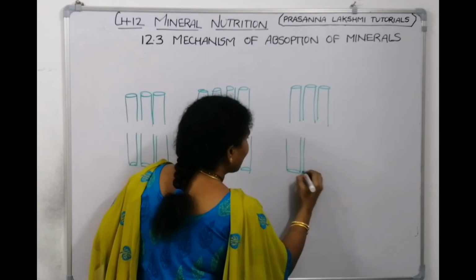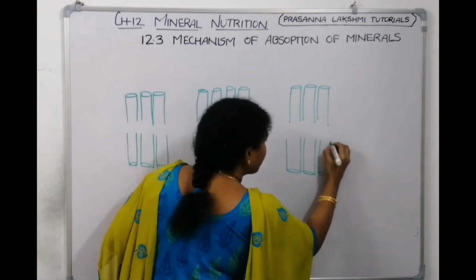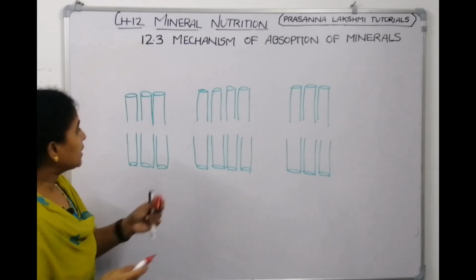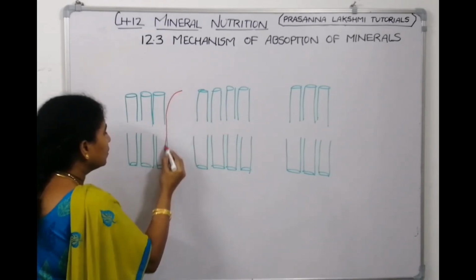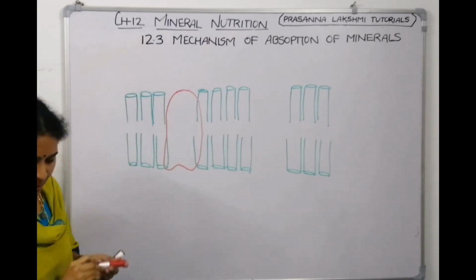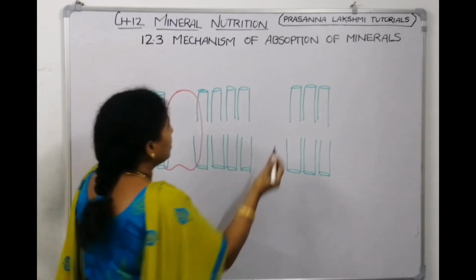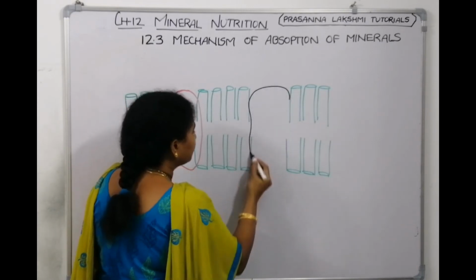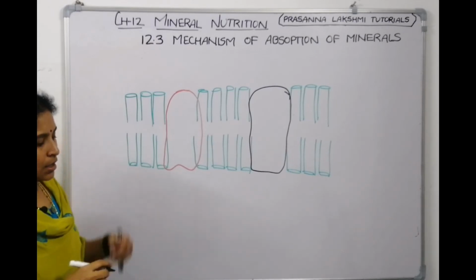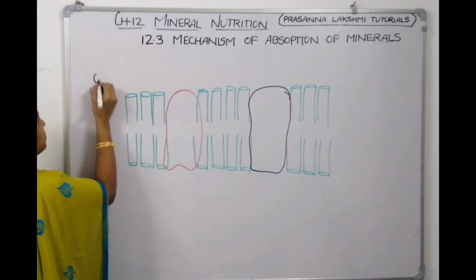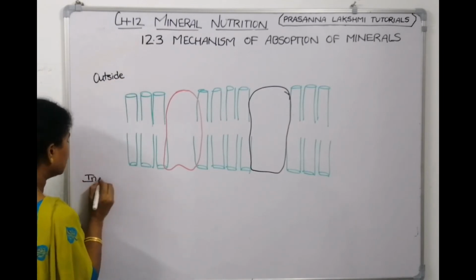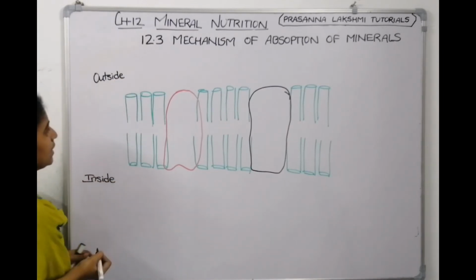And the spaces which I have left, I'm going to fill with some special proteins. For example, we'll take a protein here. This is one protein, and we'll take another protein here. Right? We'll take another protein here. So this is outside of the cell, and this is inside of the cell.